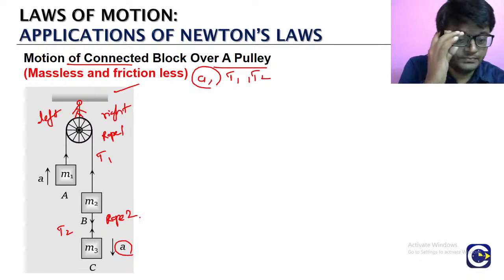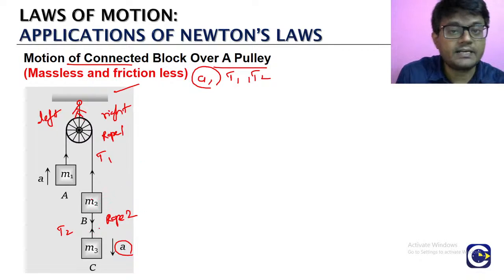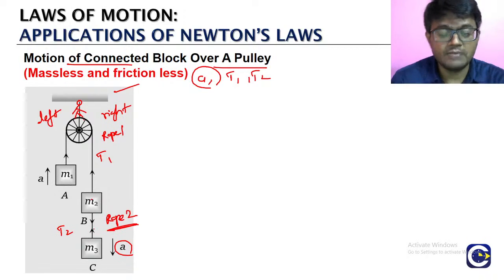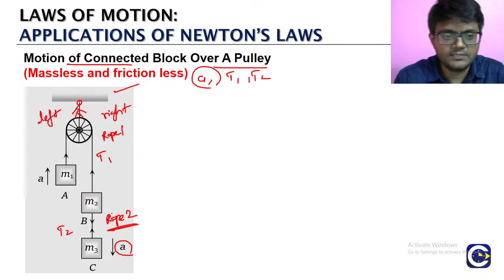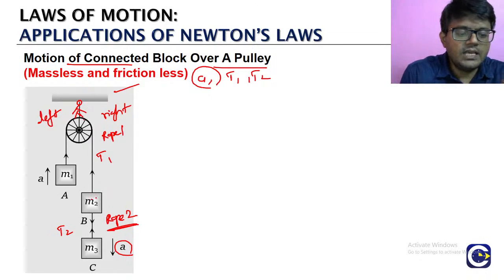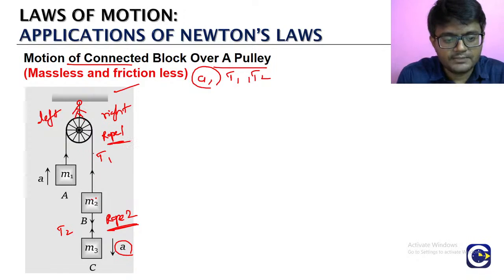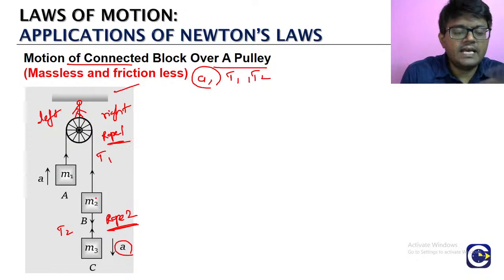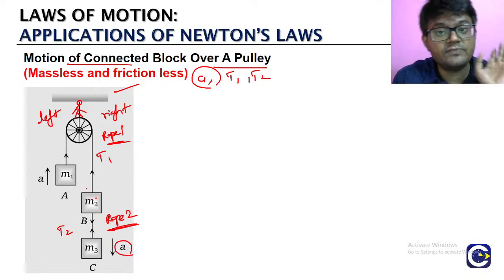Why? I will tell you. m2 and m3 are connected by a rope, right? Rope 2 is connecting both of them, which means whatever the acceleration with which m3 is going down, m2 also will go down with the same acceleration. And since m2 and m1 are connected by rope 1, the m1 acceleration and m2 acceleration will be the same magnitude wise.